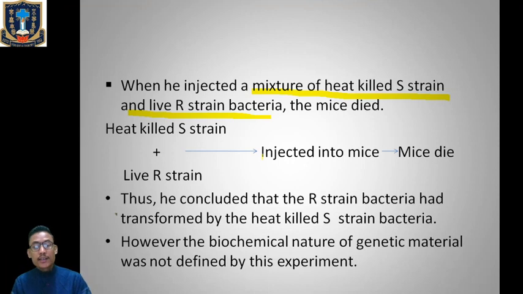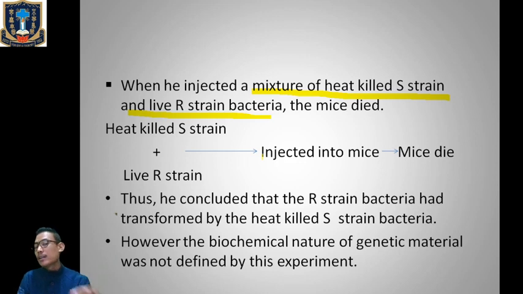He said that somehow the live R strain has been transformed into the virulent S strain. One more time, he concluded that the R strain bacteria somehow have been transformed into the S strain bacteria, the virulent form, by the heat killed S strain. So he said that certain genetic material was there which was passed from the heat-killed S strain to the R strain, which transformed the R strain into the virulent S strain.